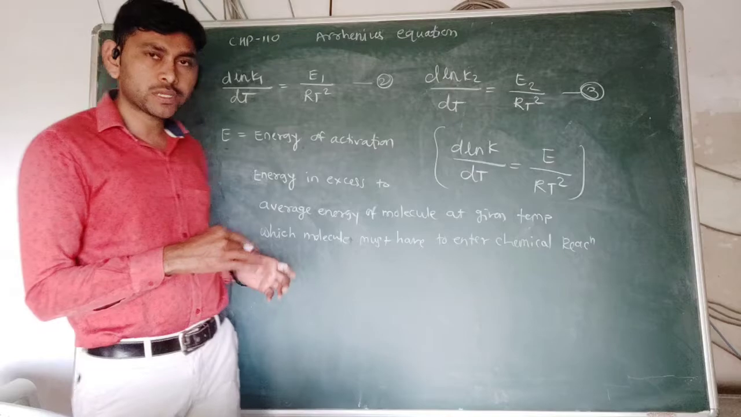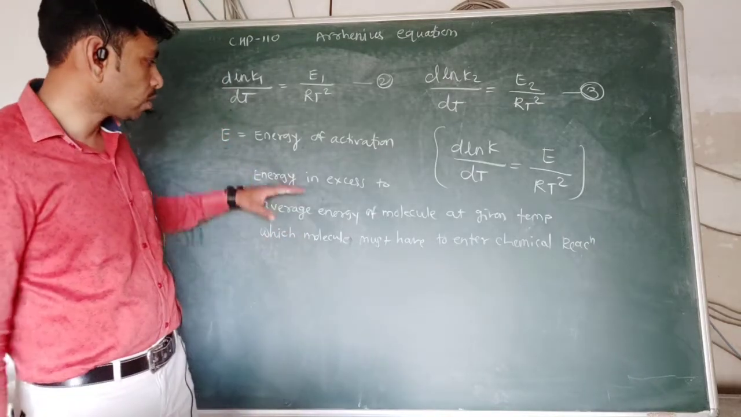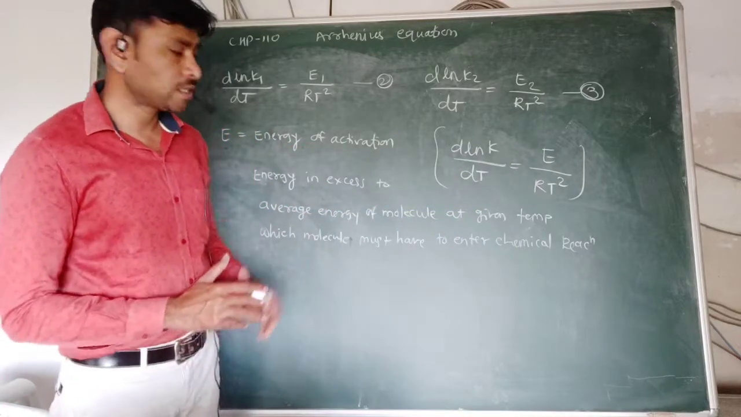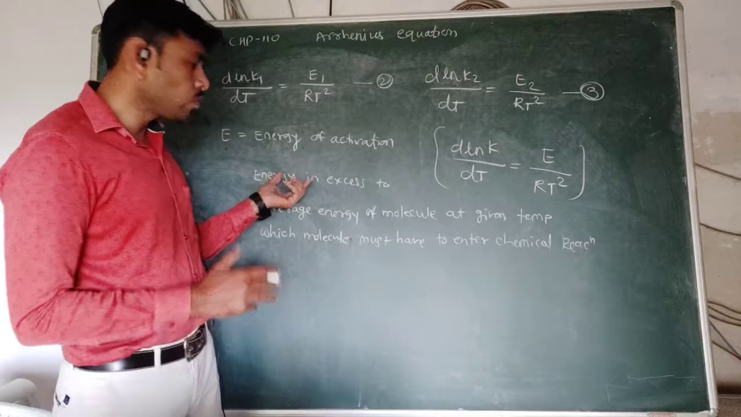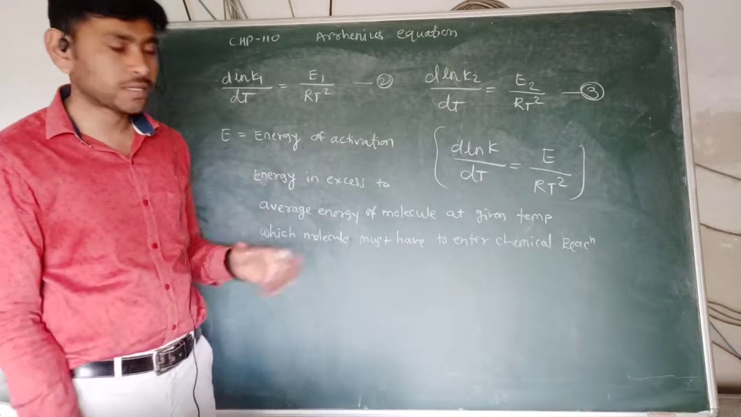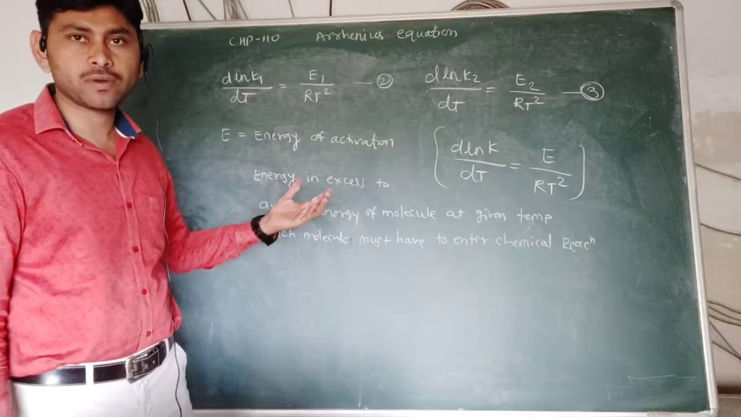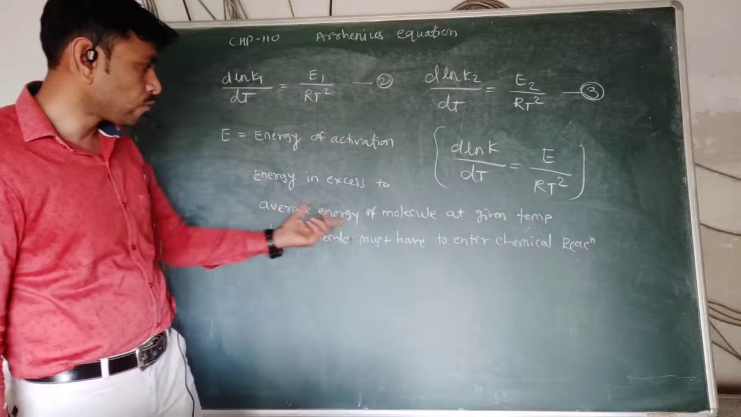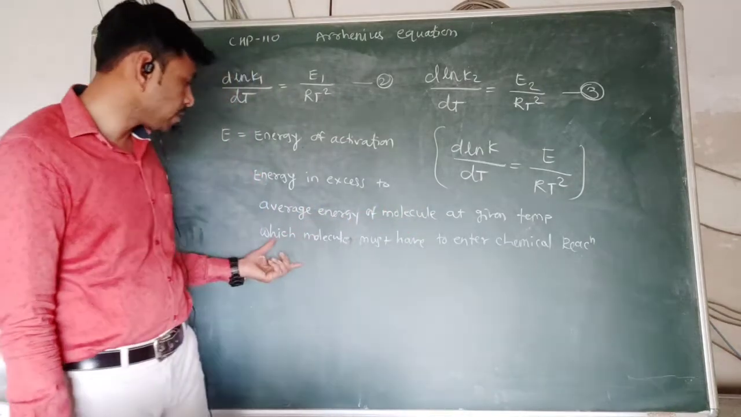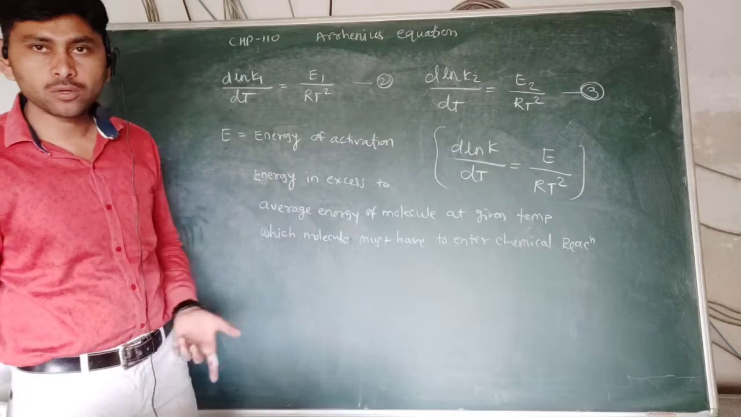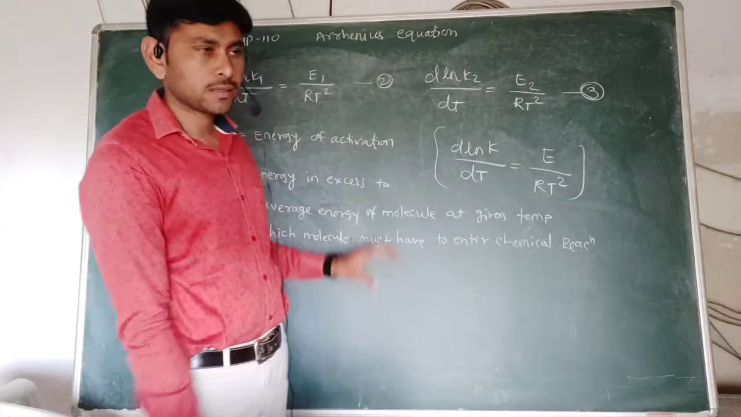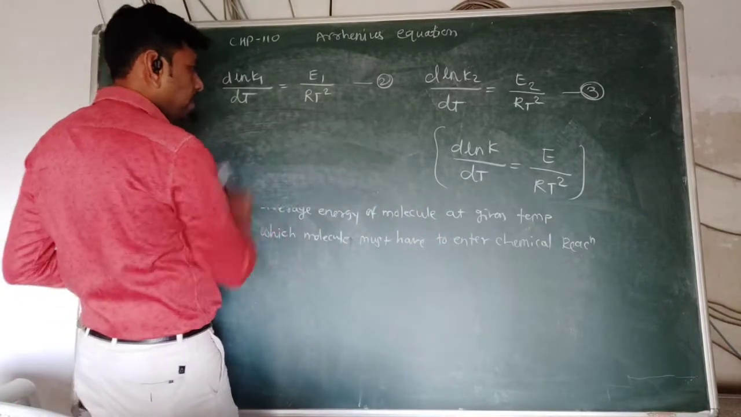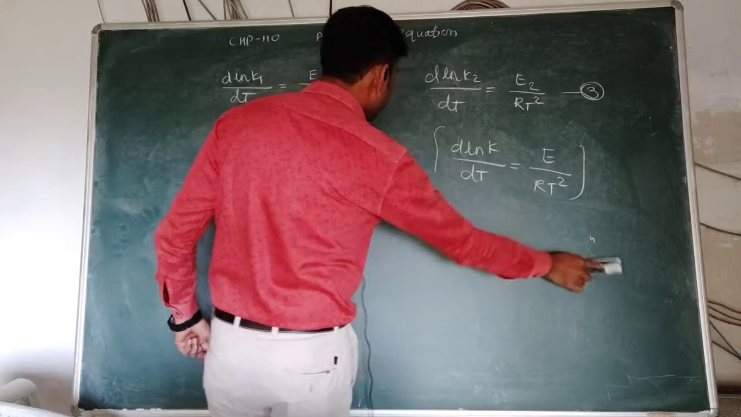So all molecules have some average energy at a particular temperature. The molecule which wants to take part in a chemical reaction requires some excess energy, and that excess energy is nothing but the excess to the average energy of the molecule at given temperature, which the molecule must have in order to enter into the chemical reaction. This is known as energy of activation. So this energy of activation we define in this manner.